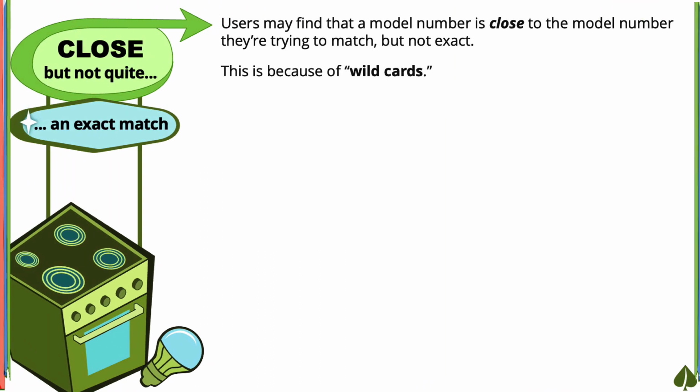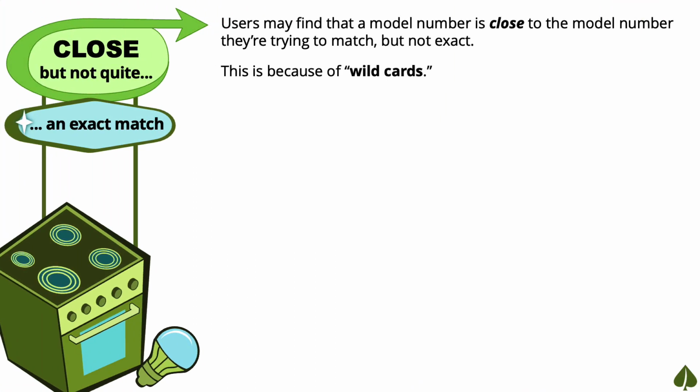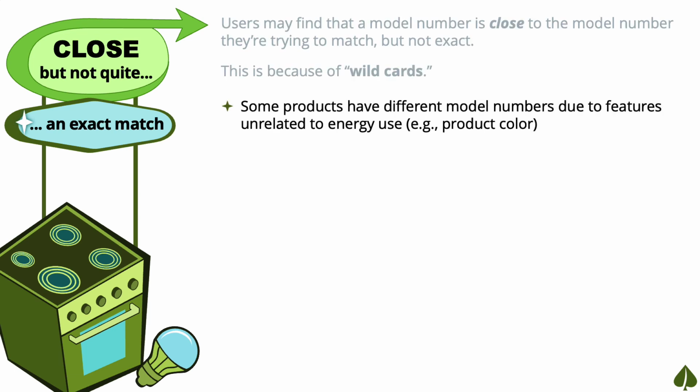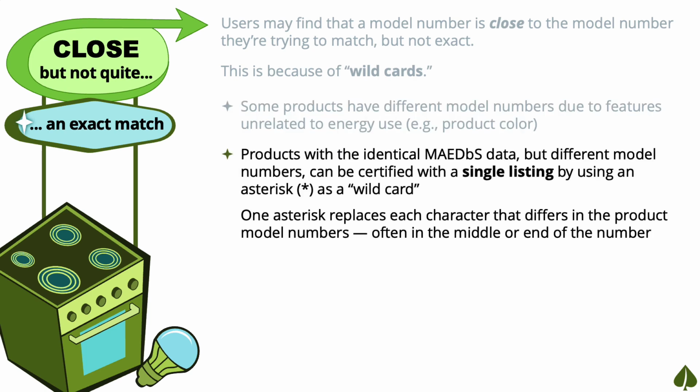As you have seen, the MAEDbS search capabilities are flexible and powerful, but there is one factor that can make searching somewhat challenging, and that's the use of wildcards in model numbers. Model numbers often reflect product characteristics that affect energy usage, like size, and those that do not affect energy usage, like color. Models that have identical compliance data but different model numbers due to features unrelated to energy use can be certified by using a single MAEDbS listing that has wildcards or asterisks in place of certain digits or characters.